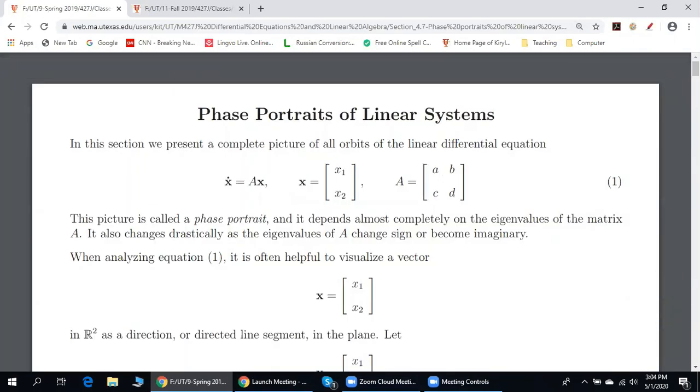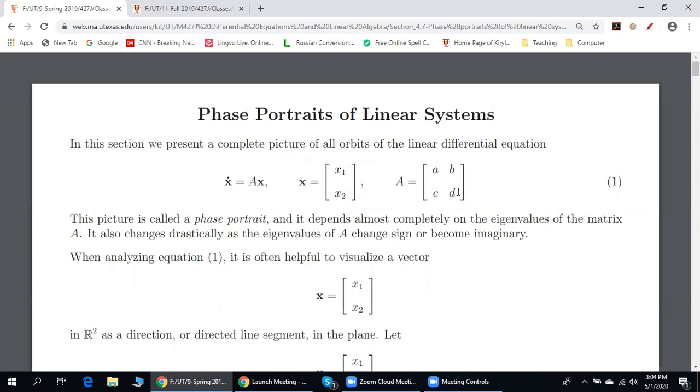Today we'll discuss section 4.7. In section 4.7, we describe all phase portraits of the following system of equations, X dot is equal to AX, where A is a square matrix. Now, question is, what is a phase portrait? A phase portrait, in simple words, is a collection of all orbits.